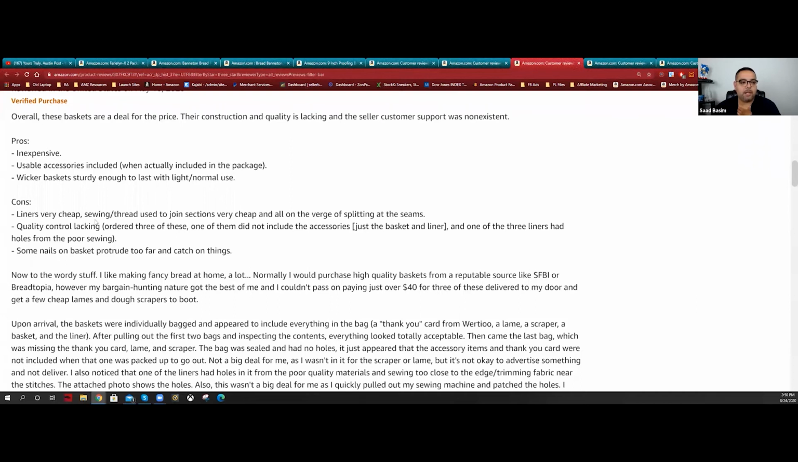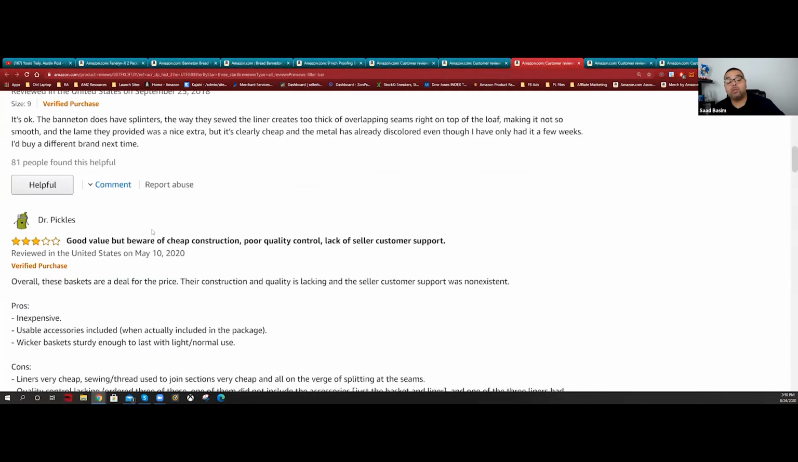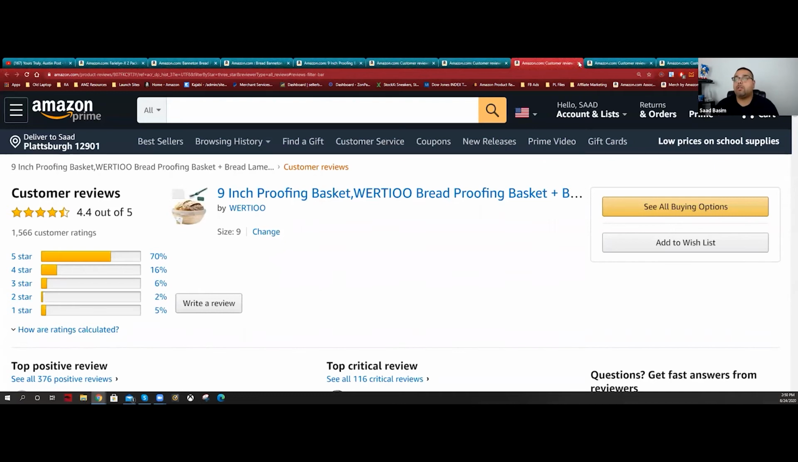Liners very cheap. Sewing thread used to join sections very cheap, and on the verge of splitting at the seams. Quality control lacking. Ordered 3 of these. 1 of them did not include the accessories, just the basket and liner, and 1 of the 3 liners had holes from the poor sewing. Some nails on the basket protrude too far and catch on things. So you see, you can find a lot of golden nuggets here that are really going to help you.